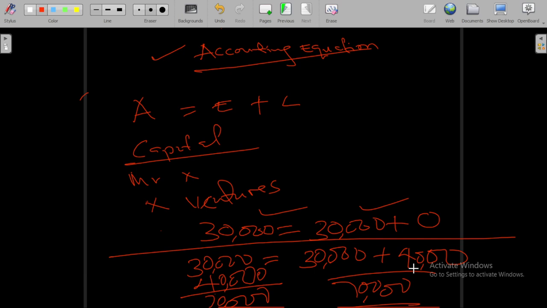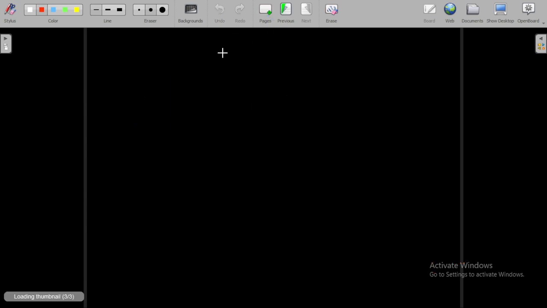Then there is another one which we can say is buying an asset for cash. Buying an asset for cash. So now let's assume that the same Mr. X now uses 5,000 naira to buy an asset. So how are we going to do it? Use cash to buy an asset.